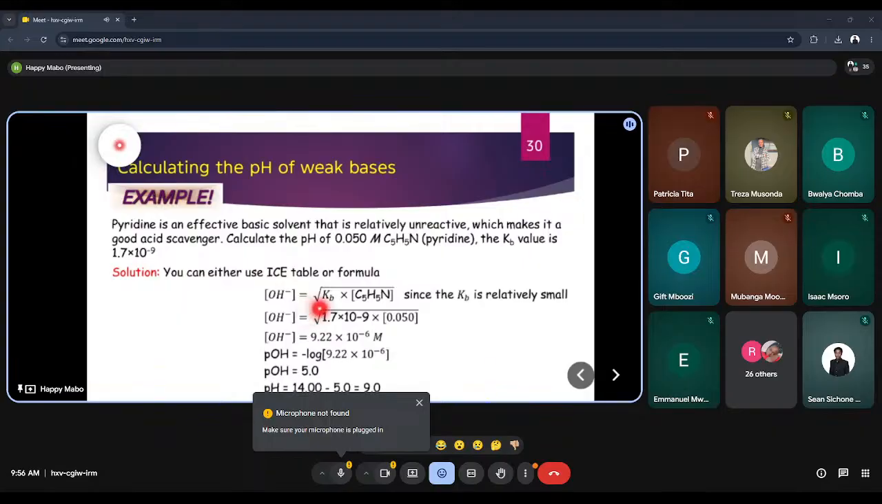So in this case, you use the formula itself to find the concentration of hydroxide ions. You multiply the Kb value and the concentration for the base, giving us the value of hydroxide ions as being equal to 9.22 times 10 to the power -6 molar concentration. So this then is thrown into the expression for pOH. Be very careful here.